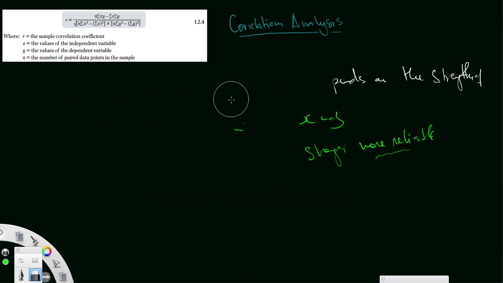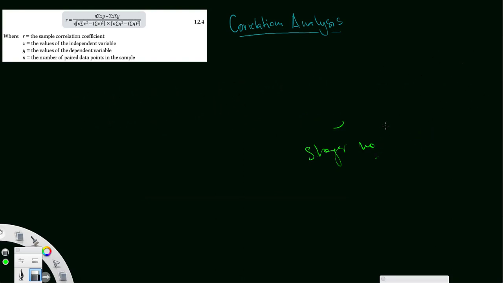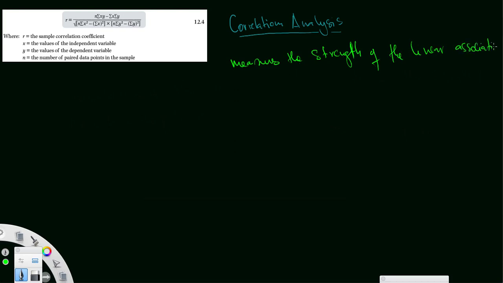By definition, correlation analysis is just an analysis that measures the strength of our linear association. So I'm just going to write here, it measures the strength of the linear association between two variables, or between x and y.